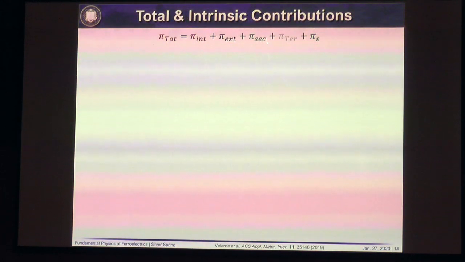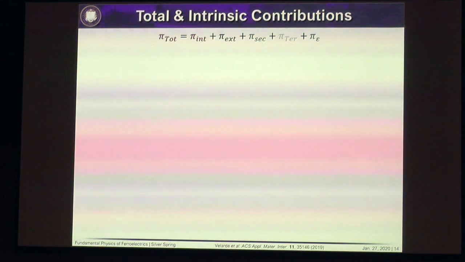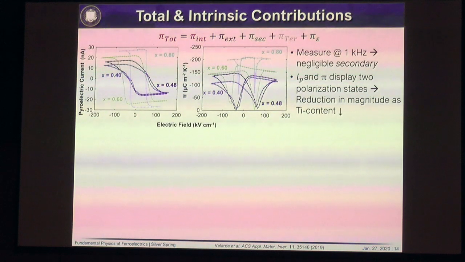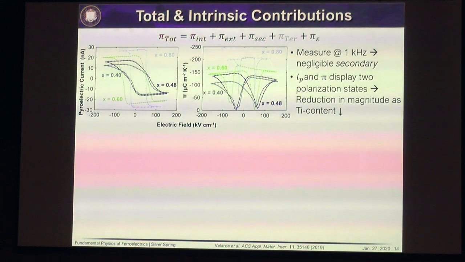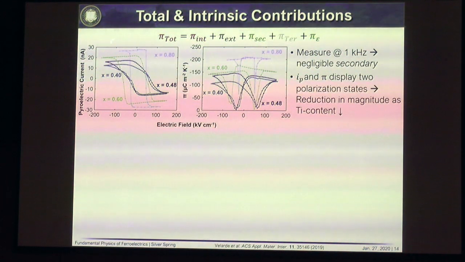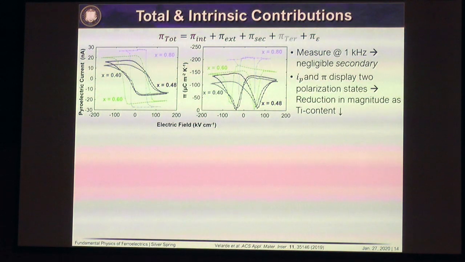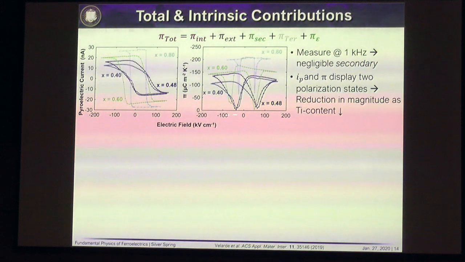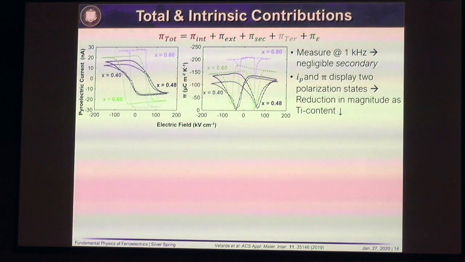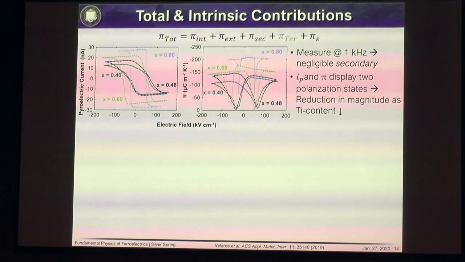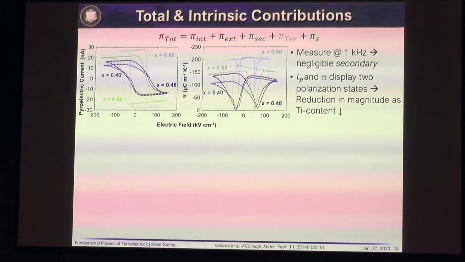All right, so we had secondary and tertiary, we took care of dielectric. What about the total and the intrinsic responses in these systems? So we can do just a good old-fashioned pyroelectric measurement of the whole thing overall to give us our total response. So this is the pyroelectric current as a function of electric field, and this is the calculated pyro coefficient as a function of electric field for the system. These measurements were done at 1 kilohertz, where we have basically turned off the secondary aspect, and we can see the switching behavior that we expect for our ferroelectric systems overall.